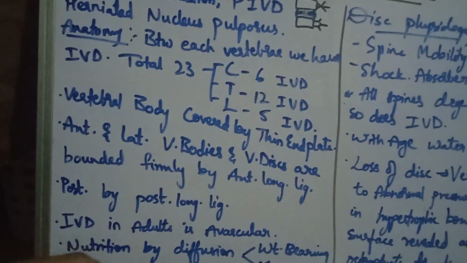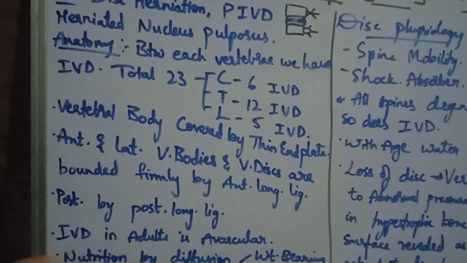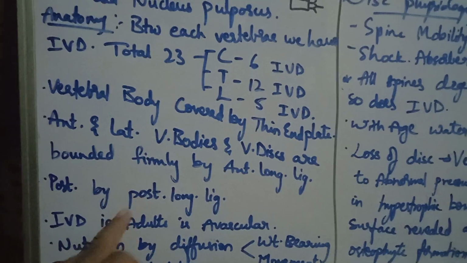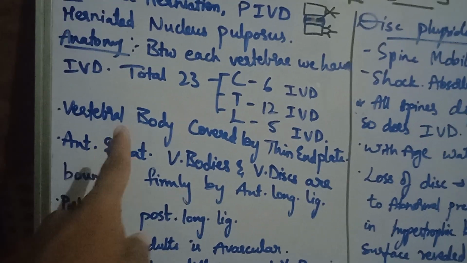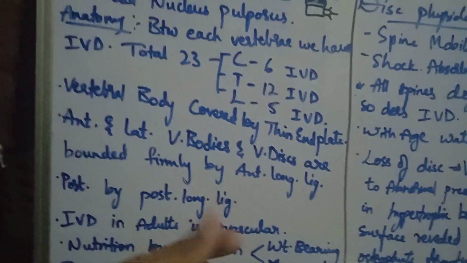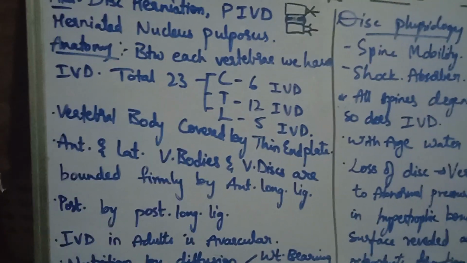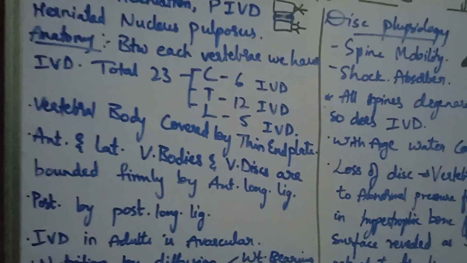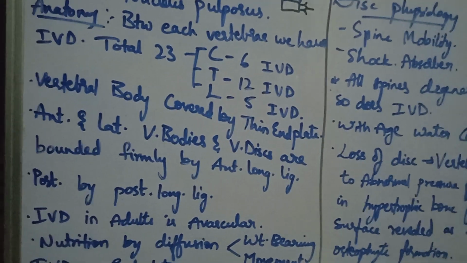So most of the time there is no anterior disc prolapse, and posteriorly it is bounded by the posterior longitudinal ligament. The anterior longitudinal ligament is a very strong ligament, whereas the posterior longitudinal ligament is slightly weak. So mostly we will be seeing posterior disc prolapse or posterior disc herniation.